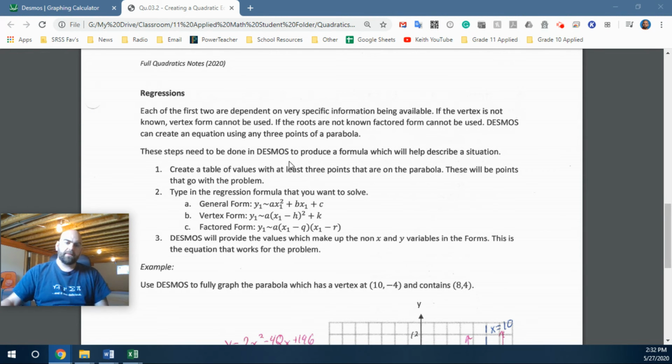So these are the steps that we need to be done in DESMOS to produce a formula which will help us to describe the situation. Now, DESMOS isn't just going to spit out the formula, it's going to give you values which fit into the formula. I'm going to show you how those exact values work and which values that you're definitely looking for. So, number one, the first thing that we need to do is figure out which 3 points or more we're going to be using for our quadratic. And in this case here, we're going to be creating a table for those points. Okay, so whatever those 3 points are, whether it's the vertex or the zeros or just 3 random points, we're going to be using that to solve for our equation.